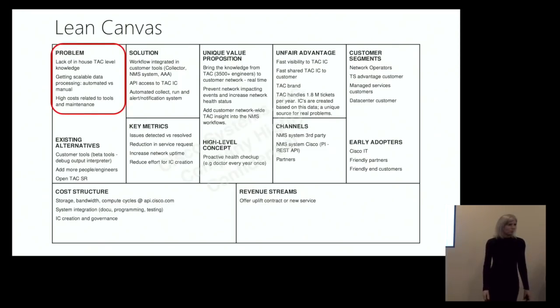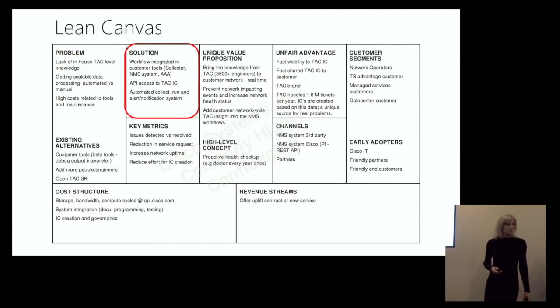Before we started to develop, we did our homework and created a lean canvas. This is taken from the lean startup methodology, which we applied while developing the concept and the actual bridge itself. And we started off with defining the problem. So there's a lack of TAC level knowledge within the customer's environment. There's also the problem of getting scalable data processing automated. And then thirdly, there's a high cost associated to maintenance tools. Maintenance tools are quite expensive.